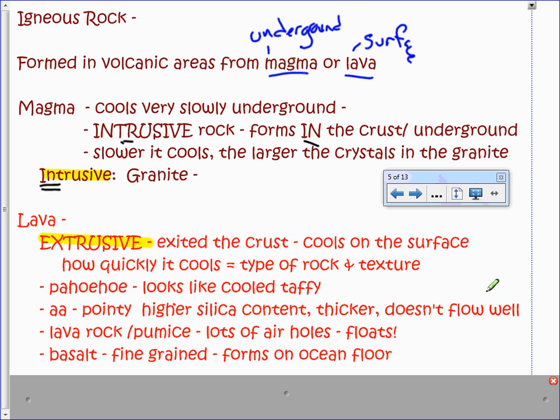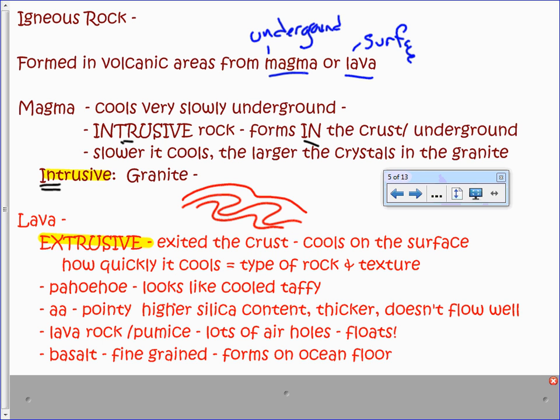So Pahoehoe has this ropey look, and you could almost see it flowing. We'll look at some more pictures of it. But that's the Pahoehoe. A'a has higher silica, and so it's thicker. It doesn't flow, and so as it flows, it makes little pointy, pokey parts. And so it's called A'a, which you can imagine, yes, exactly, is the sound when you are walking on top of it wearing nothing but flip-flops, or slippers, as the Hawaiians call them.